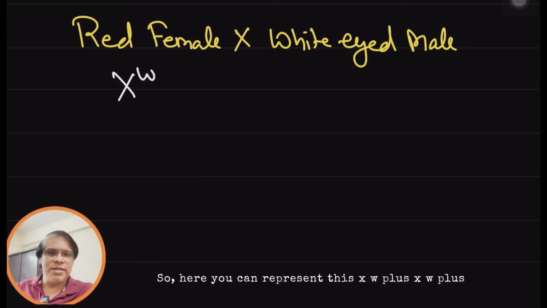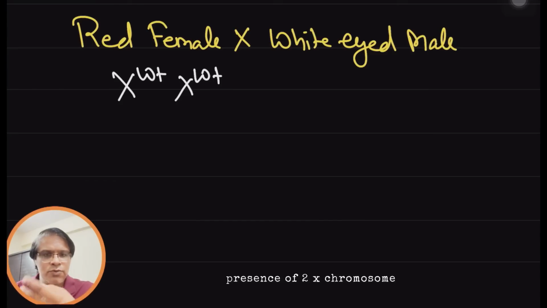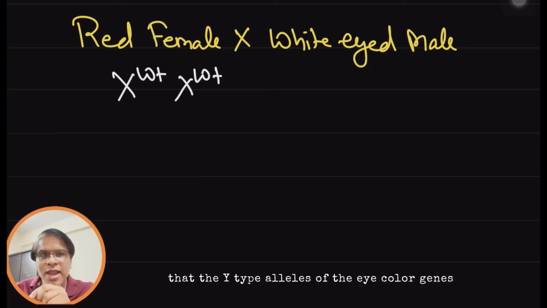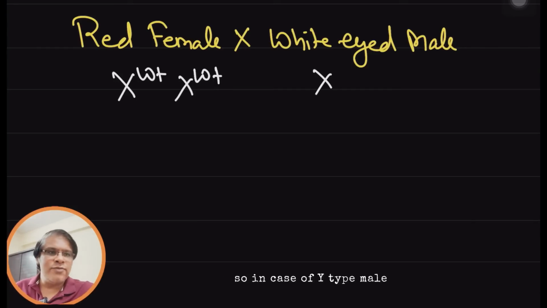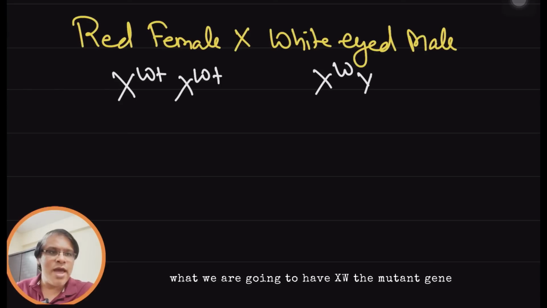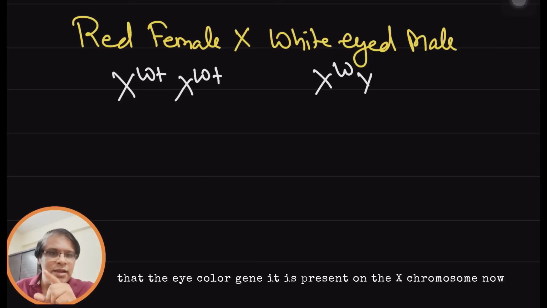So here you can represent this X^W+ X^W+. Here XX represents the presence of two X chromosomes. W+ represents that the wild type alleles of the eye color genes are present on both of the X chromosomes. So here what you are going to see is a red eye female. In the case of the white eyed male, you are going to have X^W, the mutant gene, and the Y. So here the assumption is that the eye color gene is present on the X chromosome.